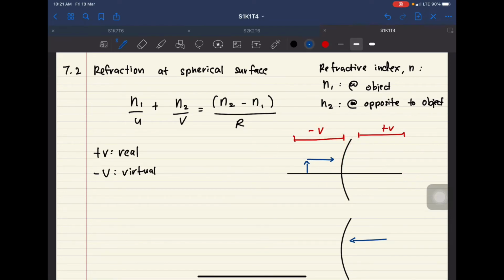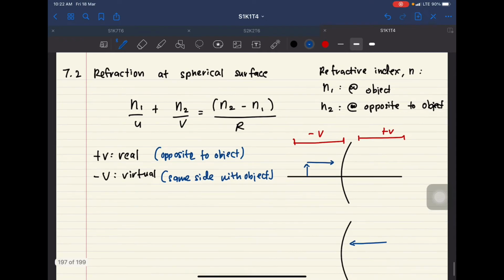I just write the position, real, opposite. Dia terbalik dengan mirror tadi lah, opposite to object. And this one is same side. So if you understand, then you don't really have to memorize anything, and it becomes so much simpler. Okay, and about N1 and N2 just now. So this is the position of the object. So this would be your N1.